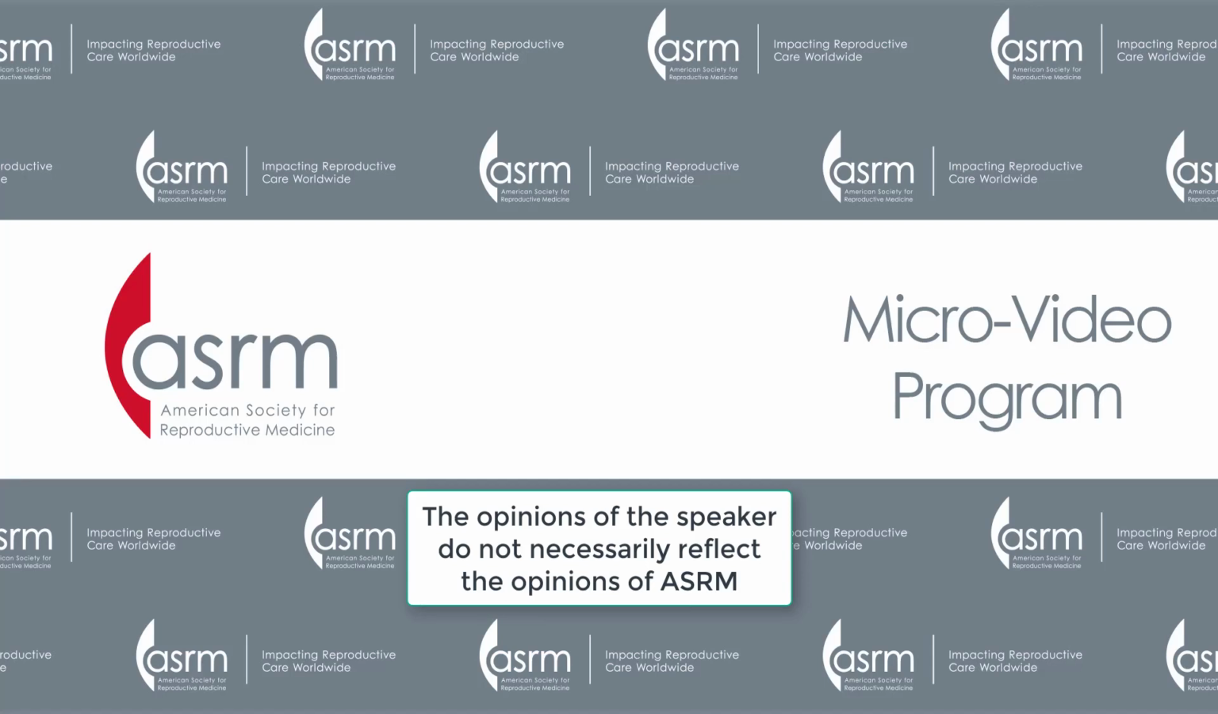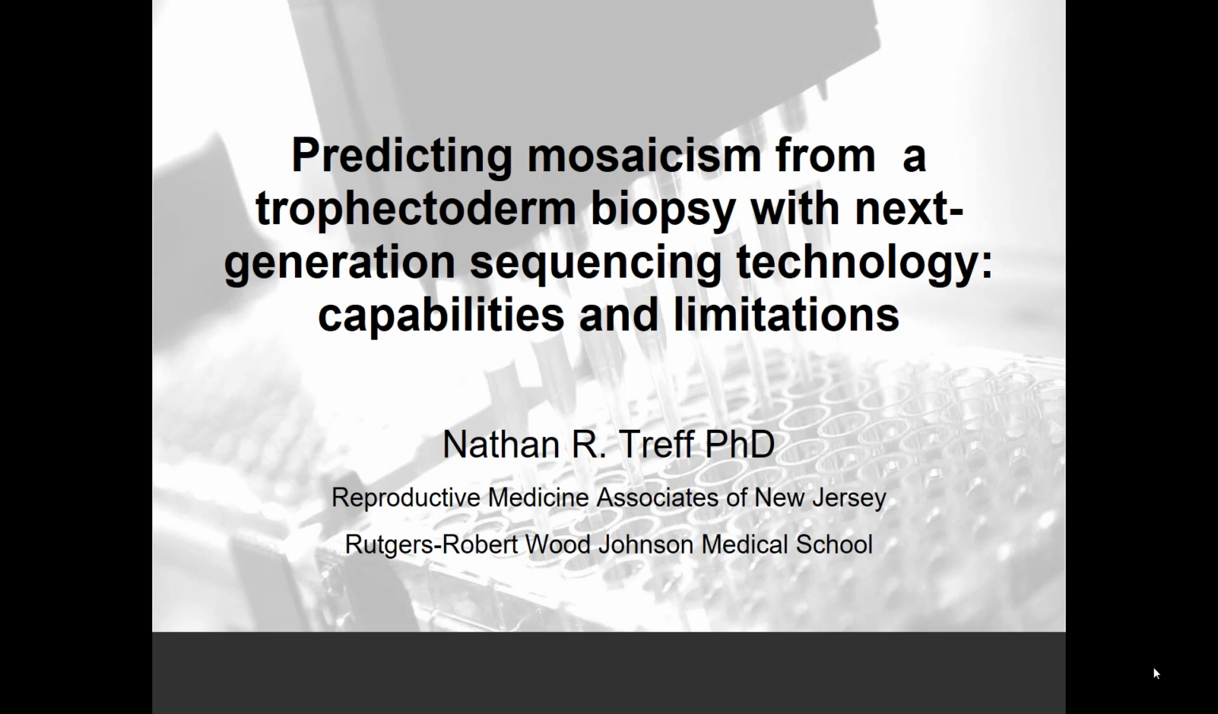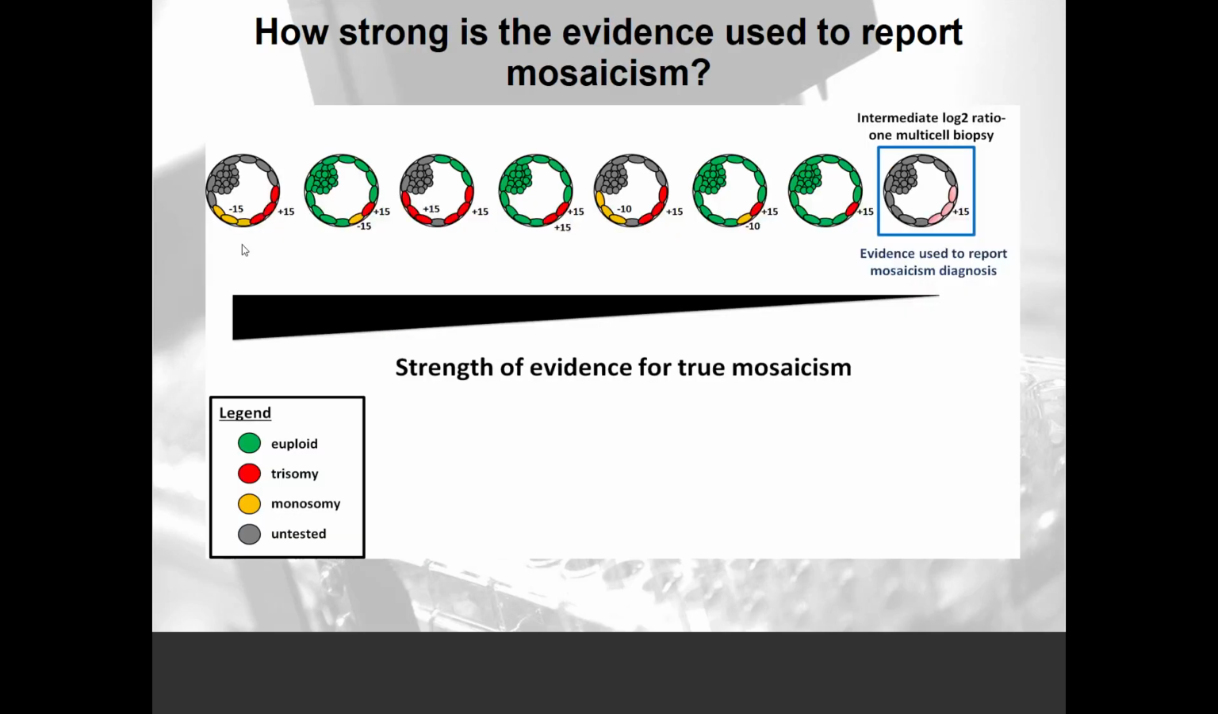I'm going to be talking about predicting mosaicism from a Trophectoderm biopsy with next-generation sequencing technology and discuss some of the capabilities and limitations. Current use of next-generation sequencing technology by many laboratories includes using altered log2 ratios to predict mosaicism within a Trophectoderm biopsy. Mosaicism is defined as the presence of more than one chromosomal makeup within cells of an embryo. These embryos may actually possess reduced reproductive potential compared to those embryos that are considered to be uniformly euploid.